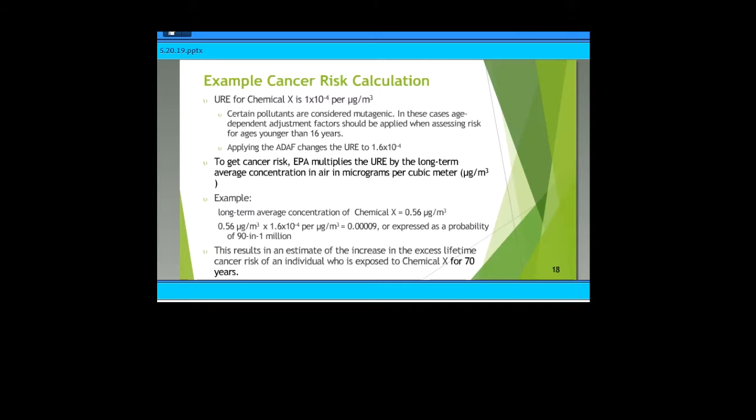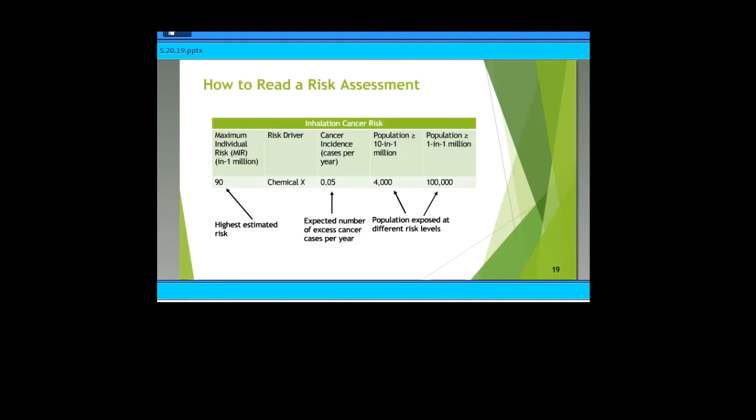And again, this results in an estimate of the increase in the excess lifetime cancer risk for a person who's exposed to chemical X from that particular facility. I should have put that on the slide. From that particular facility. So it's on top of the other risks that we normally have of getting cancer from other sources. So that, at the end of the day, is the math part of it.